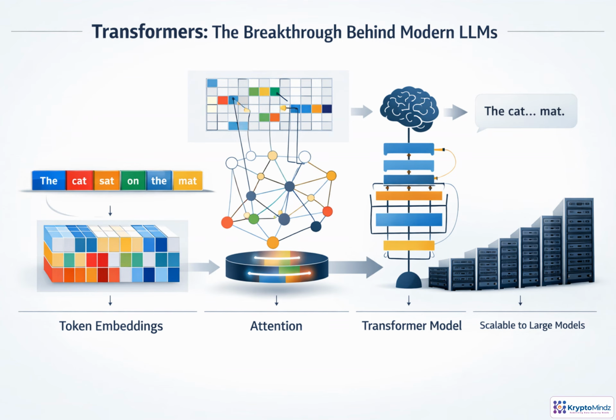Transformers made today's LLMs possible by giving text a structure the model can compute with. Words are split into tokens and converted into embeddings, which are numeric representations of meaning and context. Attention then lets each token look across the sequence and decide which other tokens matter most. That is why cat can connect to sat and mat. Stack many attention layers, scale the data and compute, and you get powerful next token prediction.